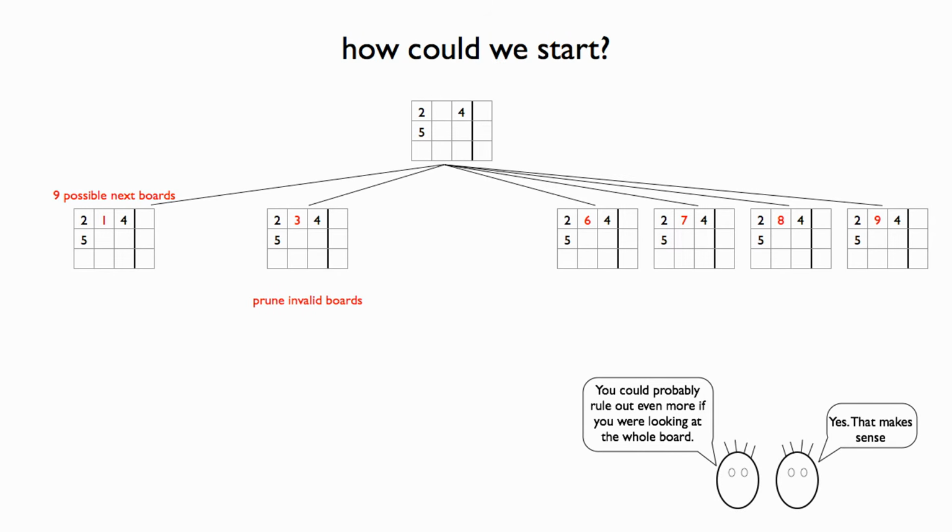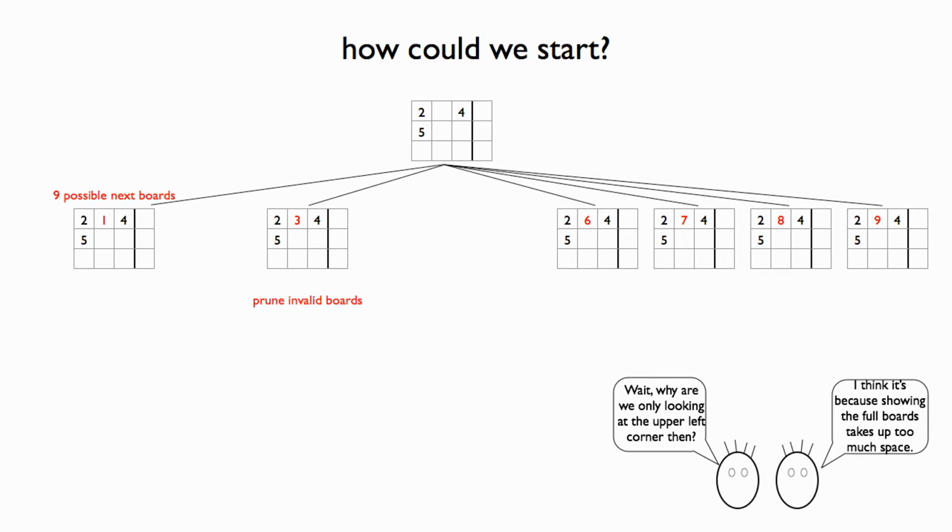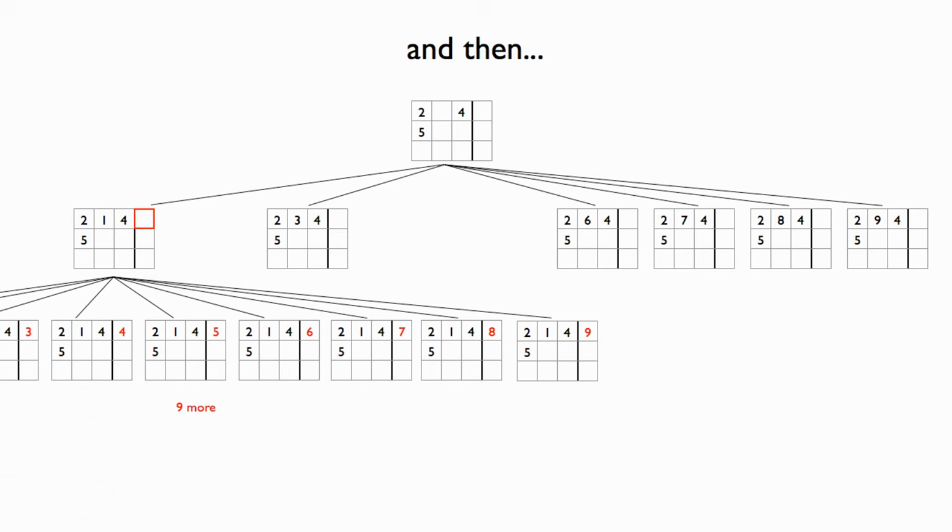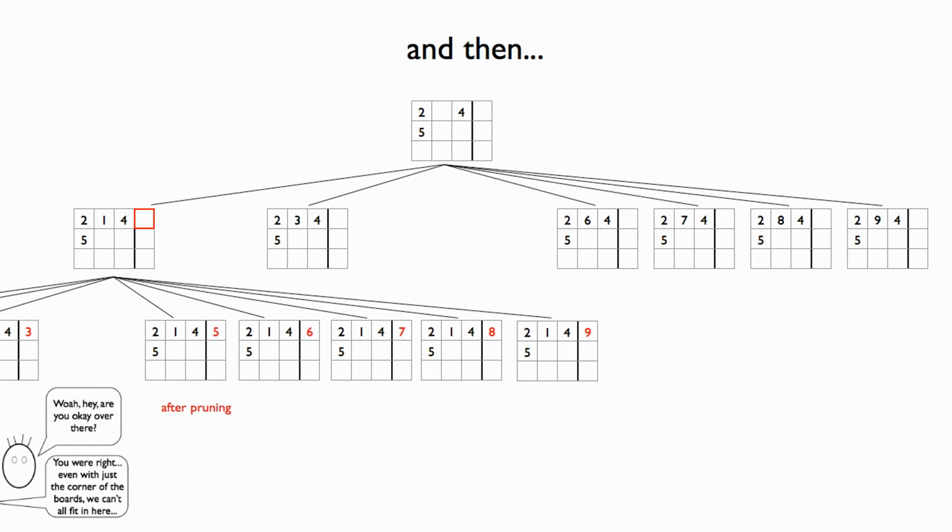So now what do we do? Well, none of those boards is a complete solution, right? Because none of those boards has no empty spaces. Then we just do the same thing again. We find the next empty square. We fill it in with the 9 possible values, and we prune. Now we've got some more boards. And what's going on here?